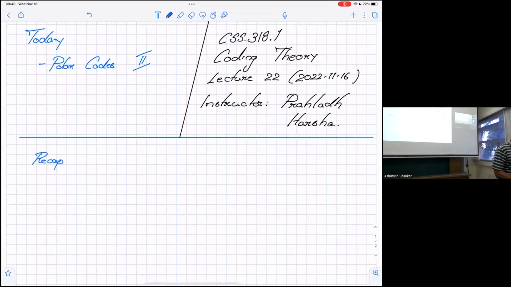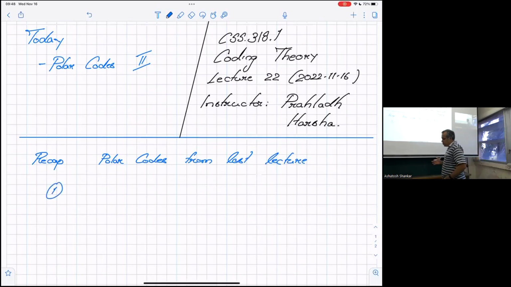Recap: polar codes discussion from last time. There were some main takeaway points. The first of them was that what we wanted to do is come up with a code which comes close to capacity, but we said that the equivalent problem is to work with linear compression. So it's sufficient to come up with a linear compression scheme.